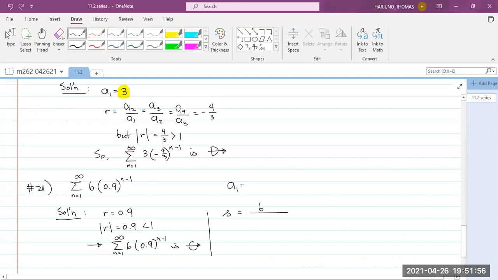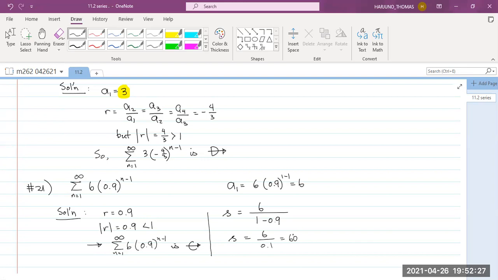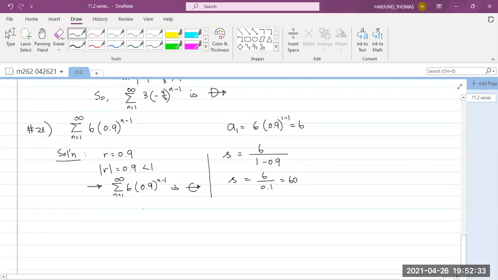So a sub 1 will be 6 times 0.9 to the power of 1 minus 1, right? That's how we get that 6. Okay, so the infinite sum will be the first term over 1 minus the common ratio. Infinite sum will be 6 over 0.1, that's equal to 60. So basically we are saying that this infinite sum from the first to the infinite term of 6 times 0.9 to the n minus 1 is equal to 60.